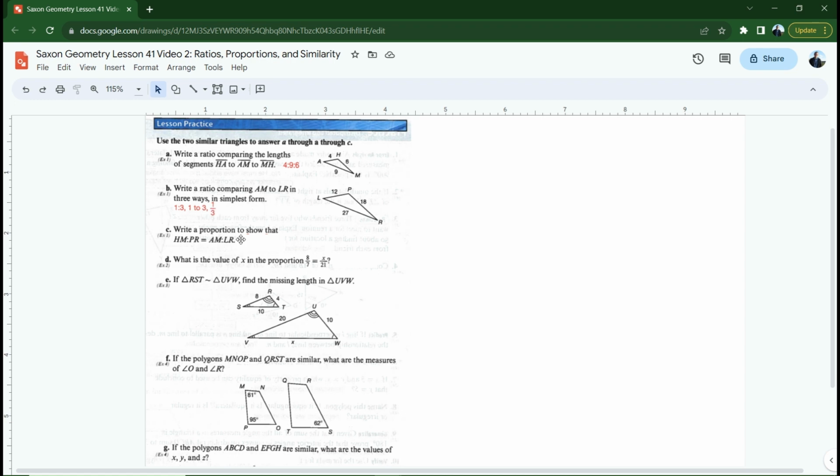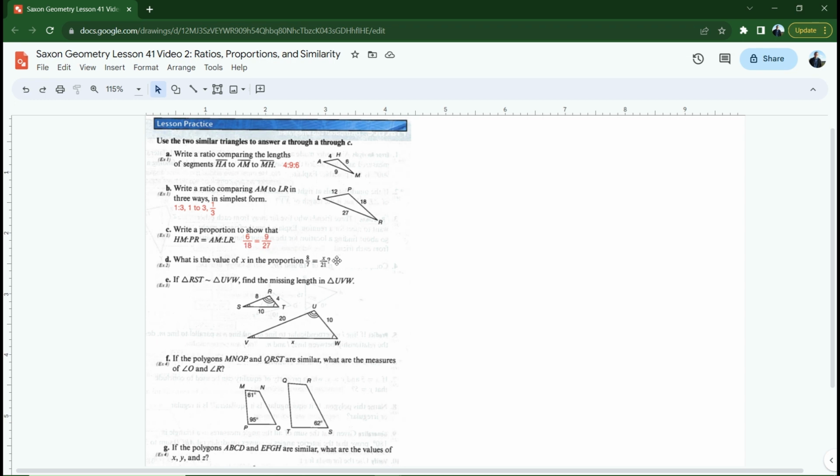Next, write a proportion to show that HM compared to PR, that's 6 compared to 18, equals AM compared to LR, 9 compared to 27. So it'll be 6 compared to 18 equals 9 compared to 27. Well, the proportion is just going to be an equivalence statement of two ratios. Easiest way to do that is with fractions. This is what it would look like directly. And then if I wanted to simplify it, see that it simplifies to 1/3 equals 1/3.